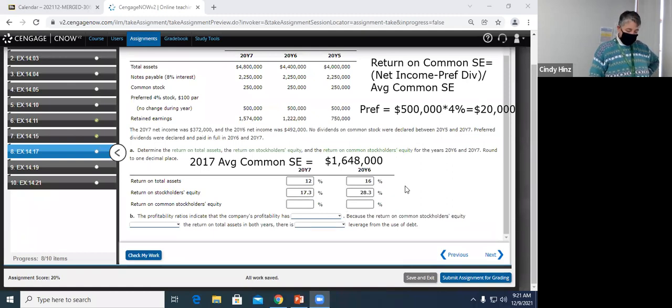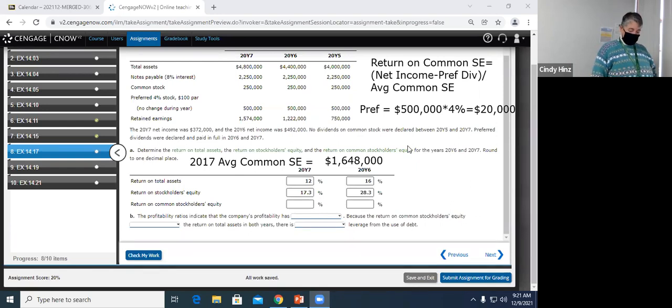For the numerator, it's going to be net income for 2017, $372,000, minus the $20,000 preferred dividend. That means of that income, $352,000 was available for the common stockholders. I'm not saying they paid it out. In fact, it tells us they didn't pay any dividends, that those were earnings that remained in the company and increased the value of the preferred stock, excuse me, of the common stock.